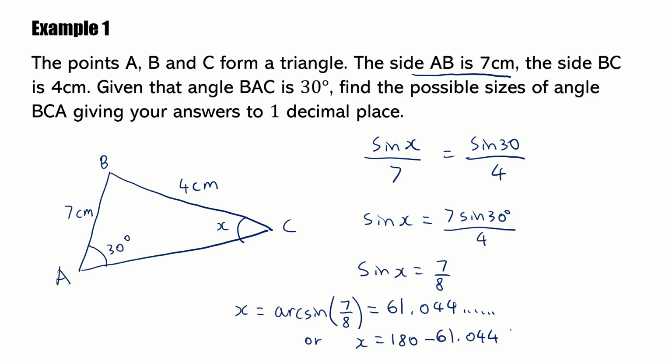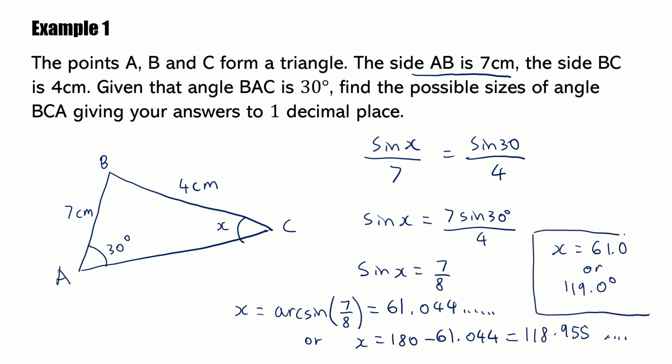But anyway, in this case, if we do that, we'll get an answer of 118.955, etc., etc. But that now leads to our final answers of 61.0 to 1 decimal place, or alternatively, 118.95 would round to 119.0 degrees as our final answers. There you go. So that's question 1 done.